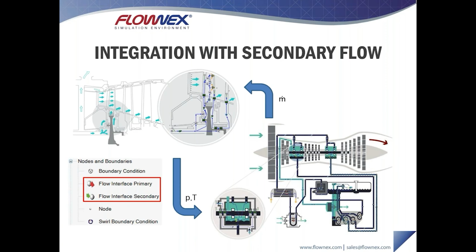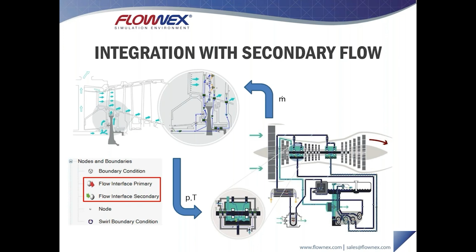And the same secondary air that's used here is then used to seal the bearing chambers in our oil lubrication systems. So we can use the flow interface components. You'll see them under the nodes and boundaries section. They're called flow interface primary and flow interface secondary. What that allows us to do is to connect these 2 networks of different fluid types and just exchange information for pressure, temperature, and mass flow.